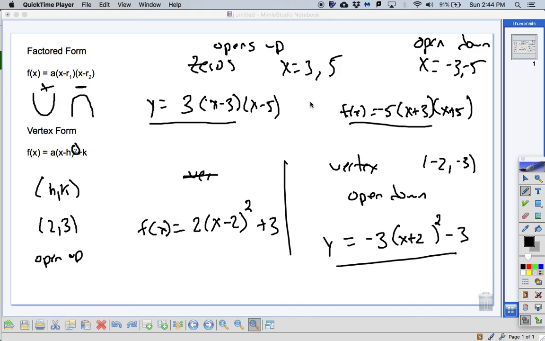On the quiz, you need to be able to know: if I give you the zeros and tell you which direction it opens, you should be able to write me an equation in factored form. Same thing if I give you the vertex and the opening direction, you should be able to write me an example equation in vertex form. All right, those are your examples right now. So go do some practice problems, and I will answer questions if you have any.